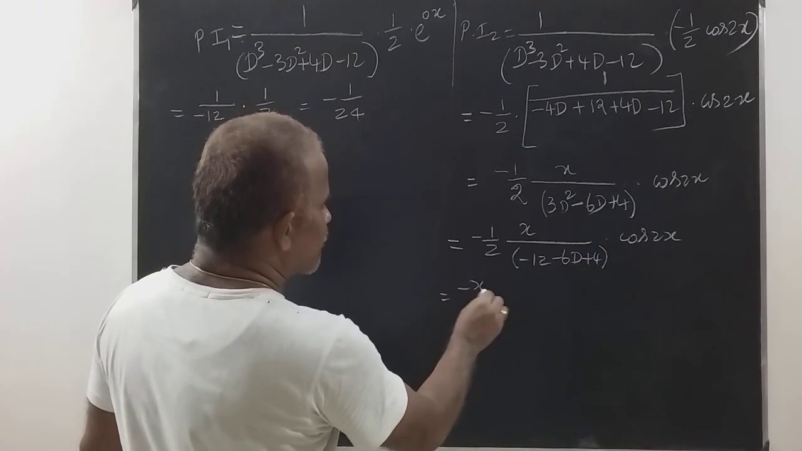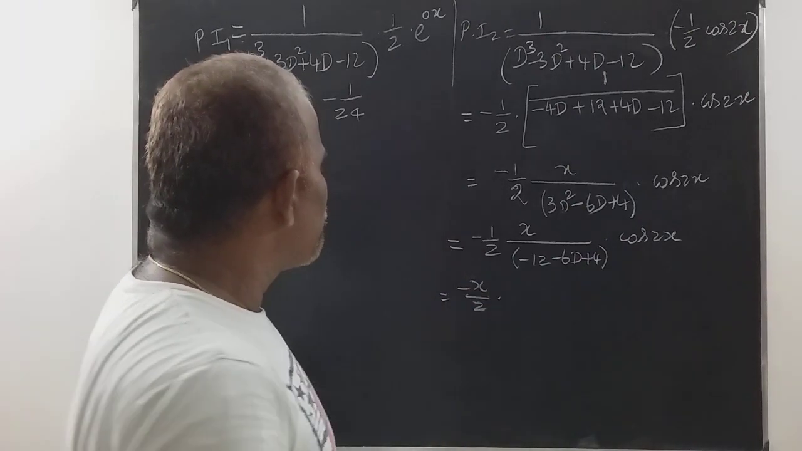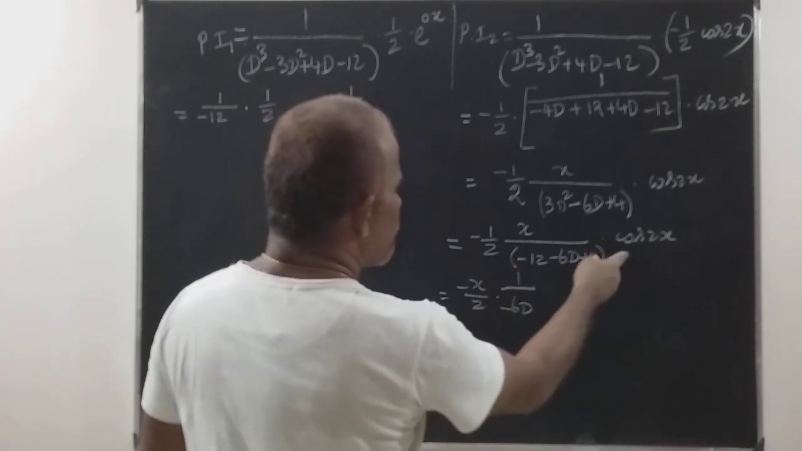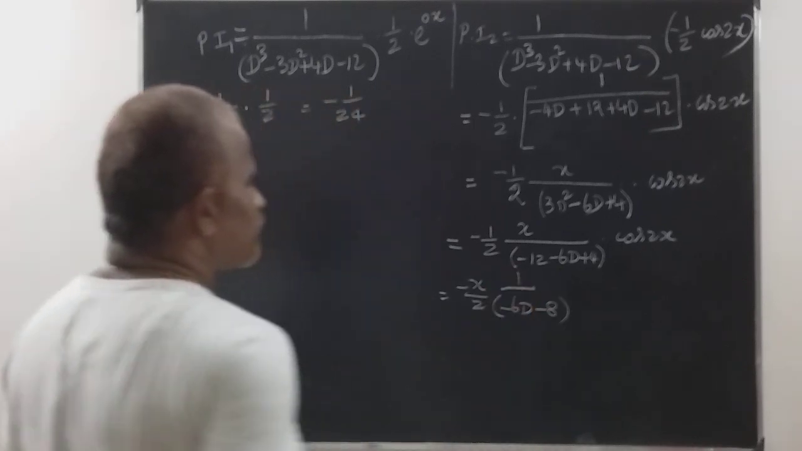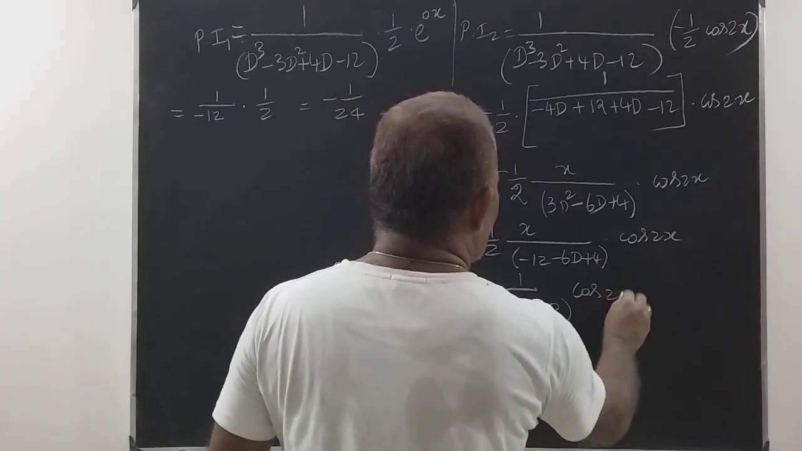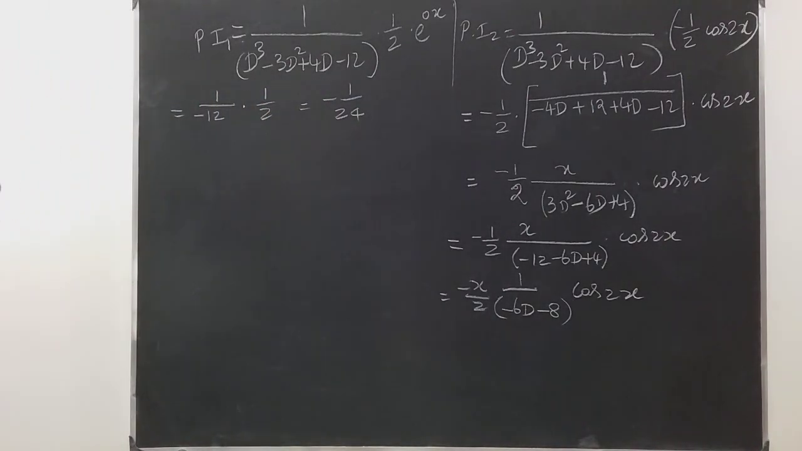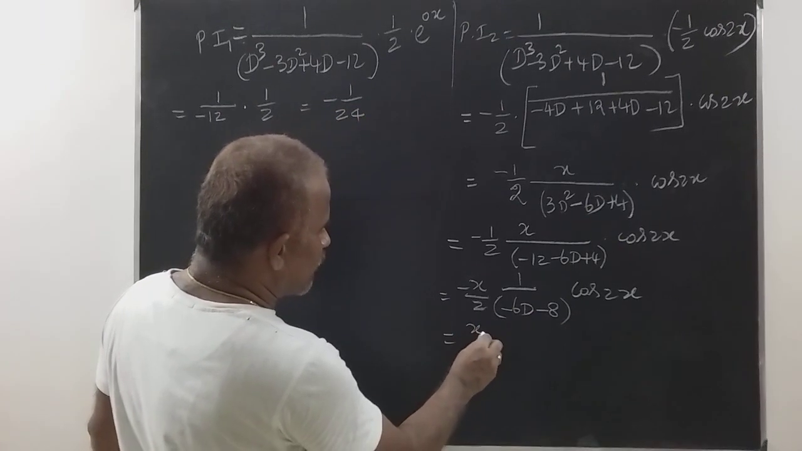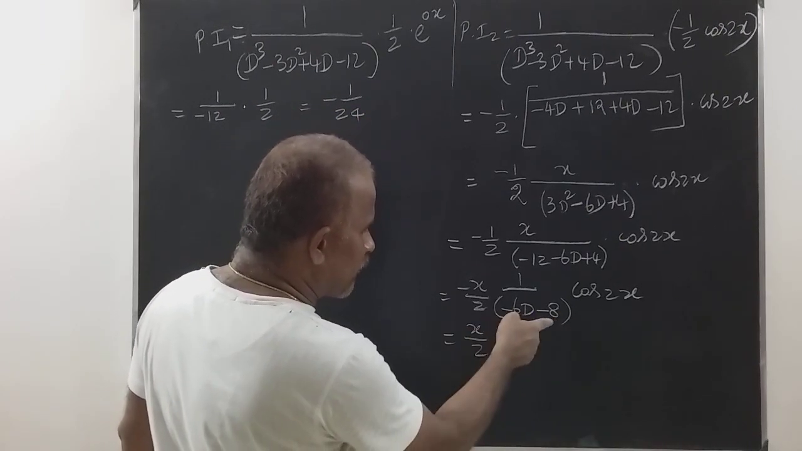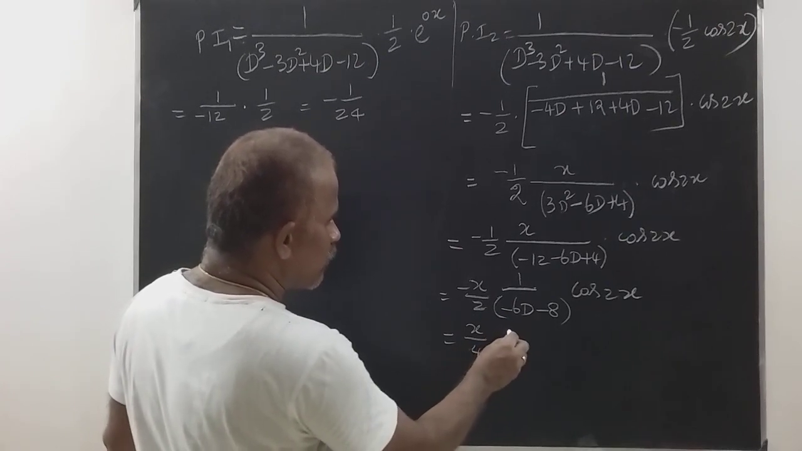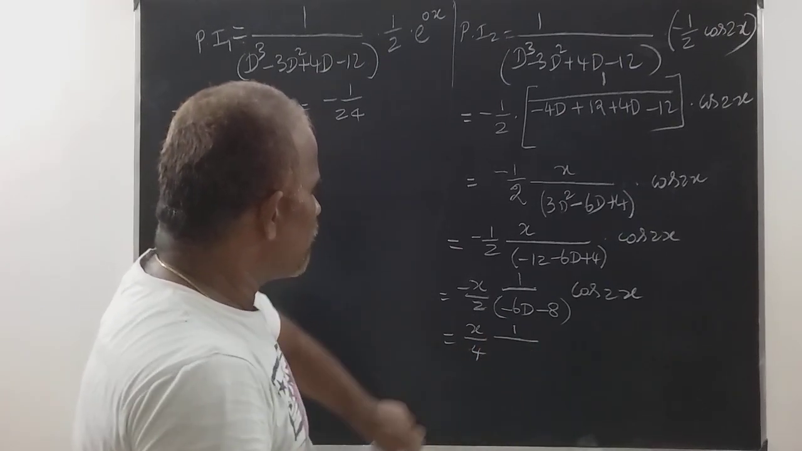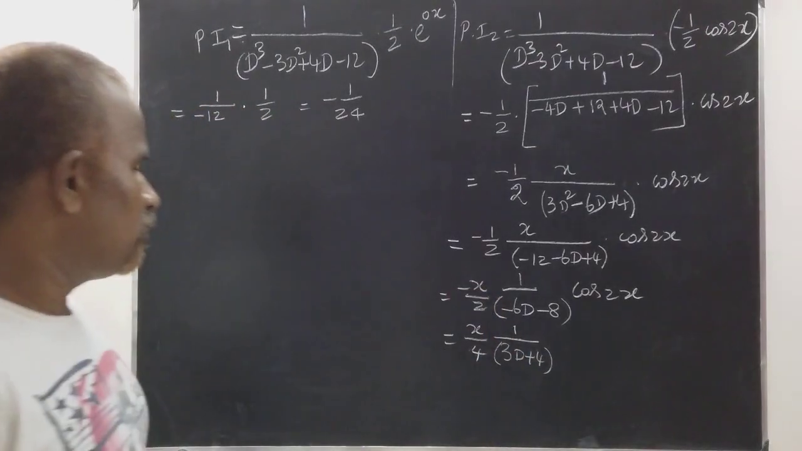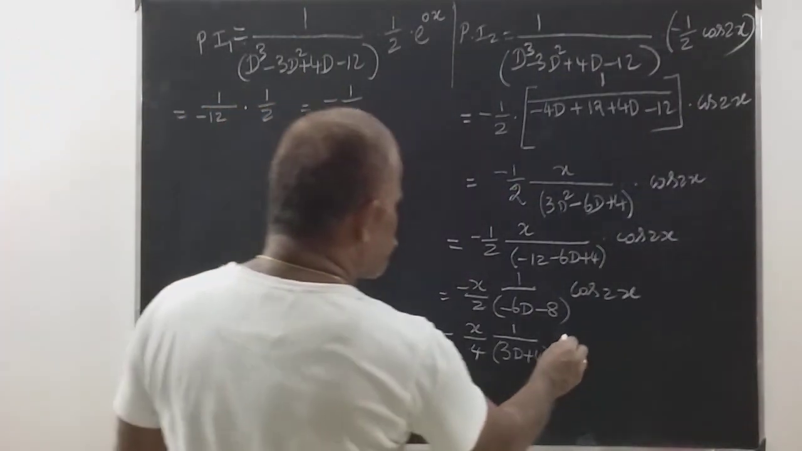Again this is equal to minus x by 2 into 1 by minus 6D minus 8, into cos 2x. So we will take out minus, and minus and minus will be cancelled. So therefore I can write x by 2, also I will take 2 out, therefore x by 4 into 1 by 3D plus 4 cos 2x.